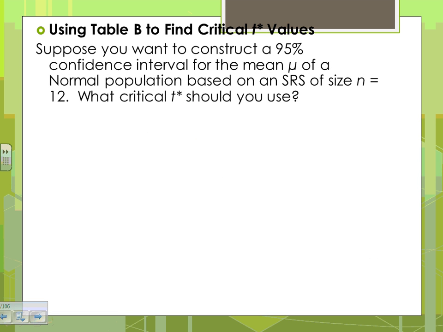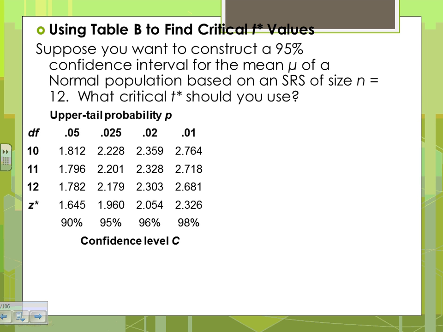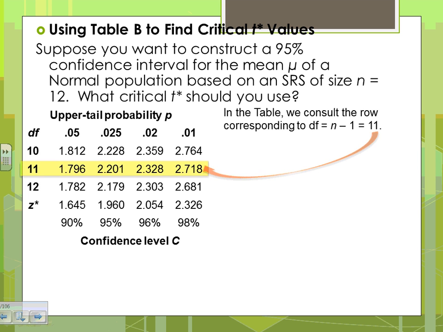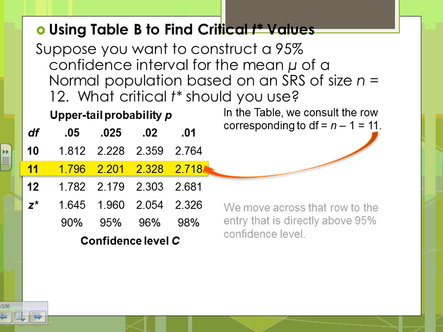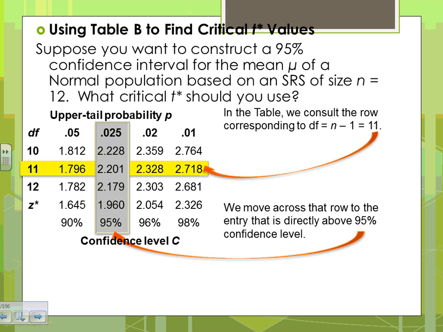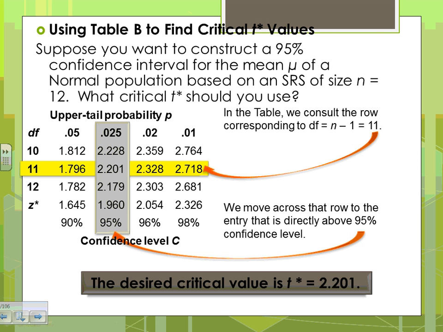Suppose you want to construct a 95% confidence interval for the mean mu of a normal population based on an SRS of size n equals 12. What critical t star should you use? If I go look at that formula sheet, and you should have it out right now, pause if you are looking for it. I can see that I have a sample size of 12, so I'm going to have 11 degrees of freedom, and I'm going to go up from a 95%. So I'm going to take 11 degrees of freedom and go up from the 95%, and I can see where they overlap. It's 2.201. So that's going to be your critical value here, your t star.